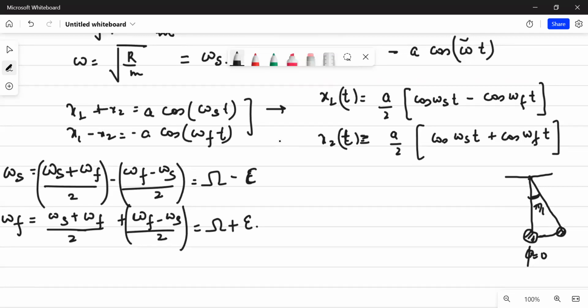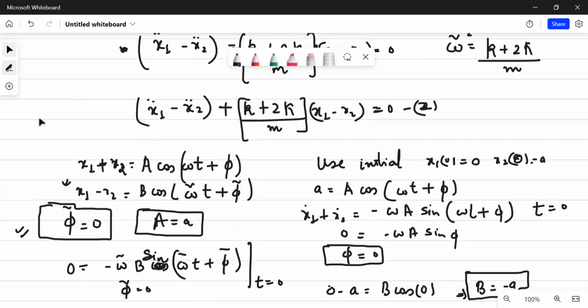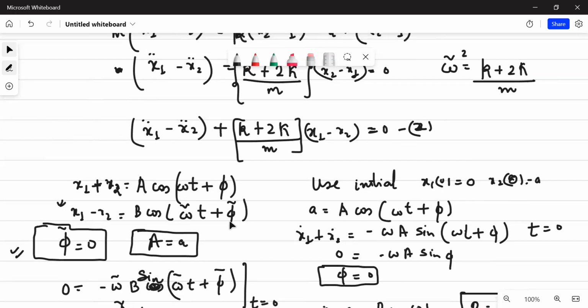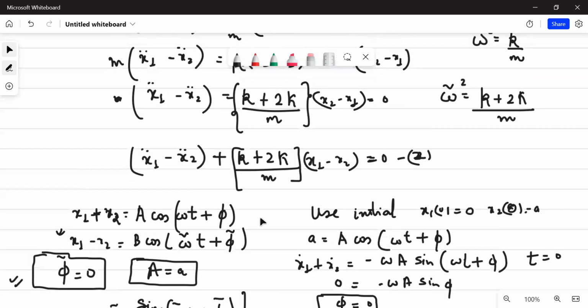Or what should I say right now? It means that phi and phi tilde are different. But in general, I've taken them different. However, from the initial conditions, I've come to know that both of them are zero.